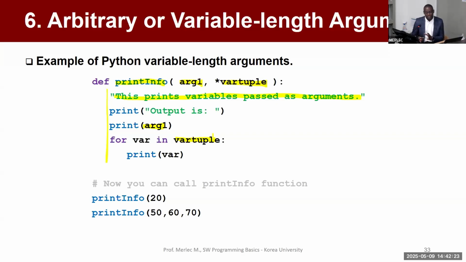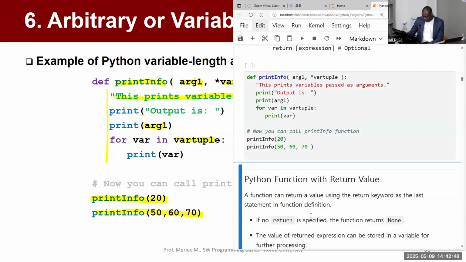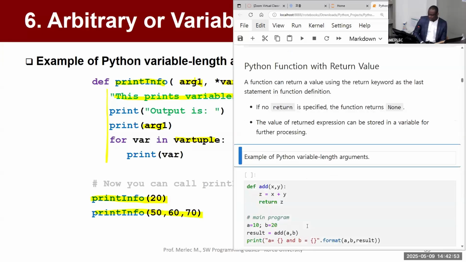So as you can see, this is kind of arbitrary. I can call this function and just send one value or several values. Here, when I call the function, I just send 20. It will work. It will only map this 20 with this arg1. And then when I send several values as a collection, it will also work. So let's see the working of this example. When I run it, look.